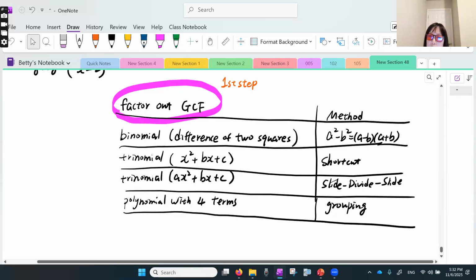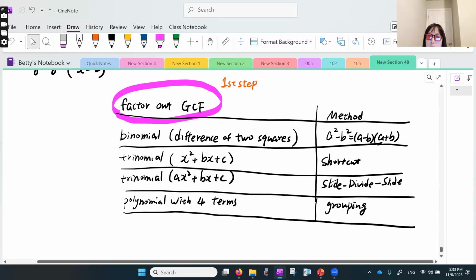And then once you have the GCF factored out, you look at the polynomial. If the polynomial is a binomial, and the structure of the binomial is a difference of two squares, then you apply this formula to factor it. Is that clear, everyone? The polynomial may be a binomial, a trinomial, or a polynomial with 4 terms, right? I do not think you would have a polynomial with more than 4 terms. Anybody see a polynomial in chapter 6 with more than 4 terms? I don't think so, okay? At the most 4 terms.